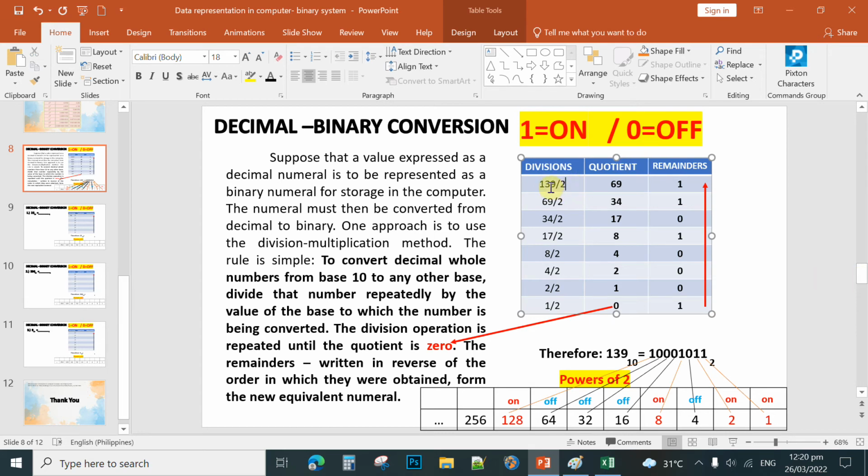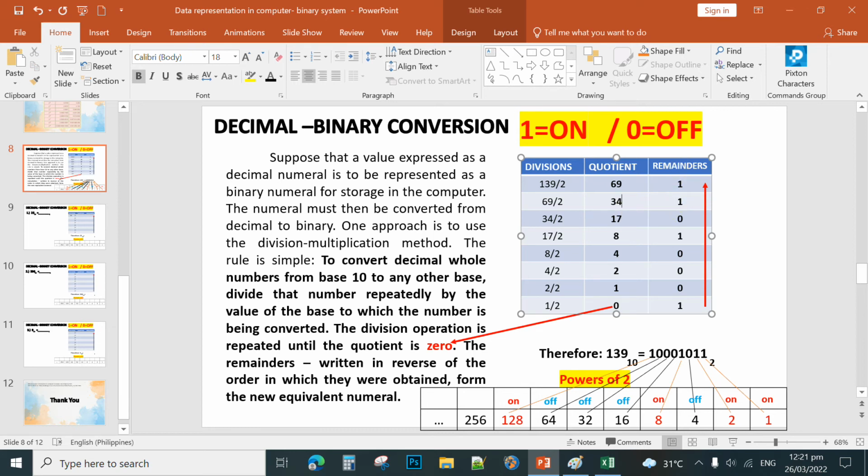Repeatedly divide by 2. So 139 divided by 2 is 69, and you have a remainder because 69 times 2 is only 138, so you have remainder 1 here. Next, you copy the quotient here, then divide by 2. So 69 divided by 2 is 34, with remainder 1 because 34 times 2 is only 68. You notice that all remainders are zeros and ones, or off and on in a specific circuitry.